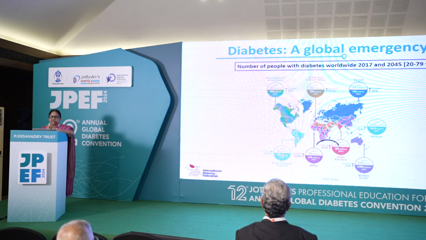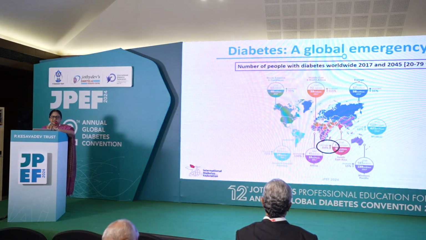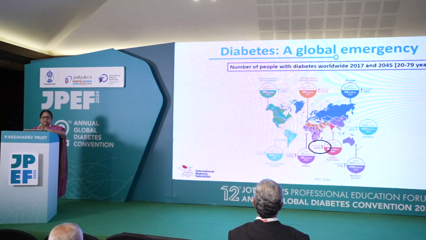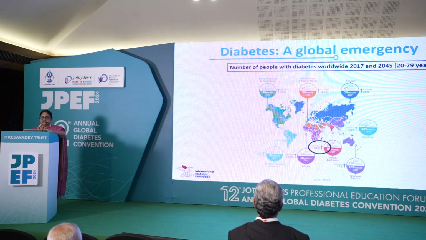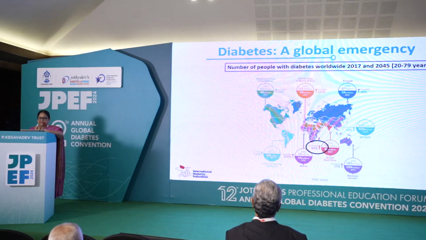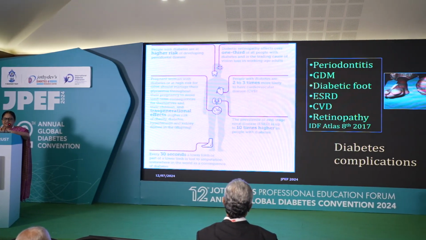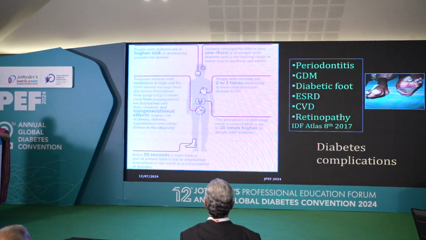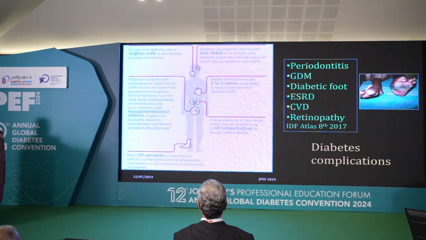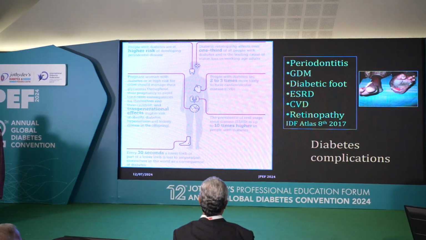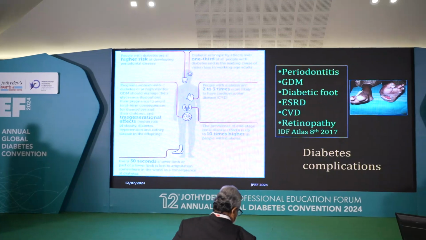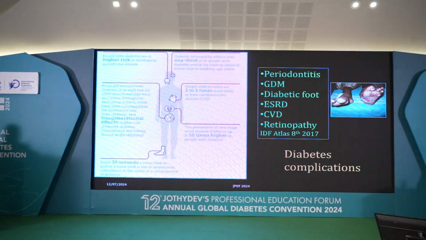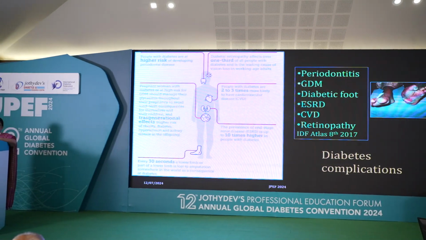The numbers are so huge that every time the Atlas comes, we get really frightened about what is going to be. It's an 84% increase in South Asia. This is taken from the IDF Atlas of 2017. It has very clearly represented the complications, the 10th Atlas that we are seeing now, but from the 8th, and it has emphasized the important complications of periodontitis, GDM, diabetic foot, ESRD, CVD, as well as retinopathy.